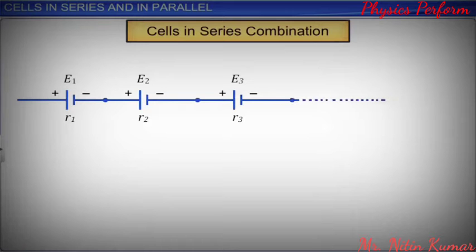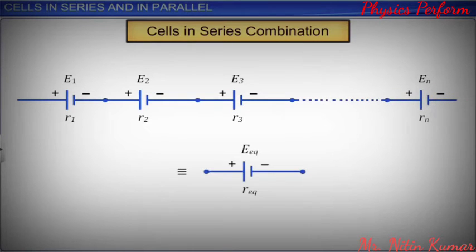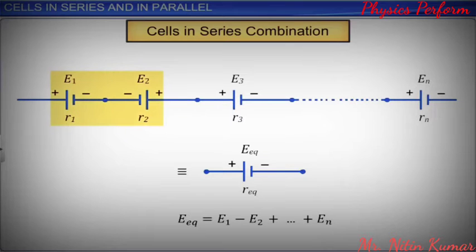We can now extend these rules to any number of cells in a series combination. Rule number 1. The equivalent EMF of a series combination of n number of cells is the algebraic sum of their individual EMFs. If, in the combination, the current leaves any cell from the negative electrode, the EMF of that cell will bear a negative sign.